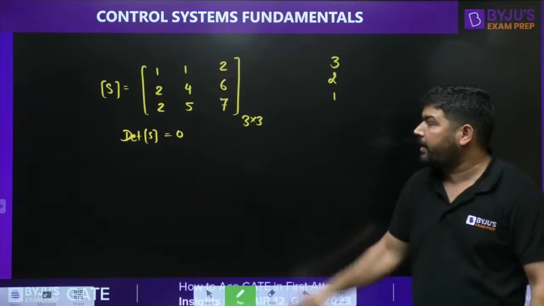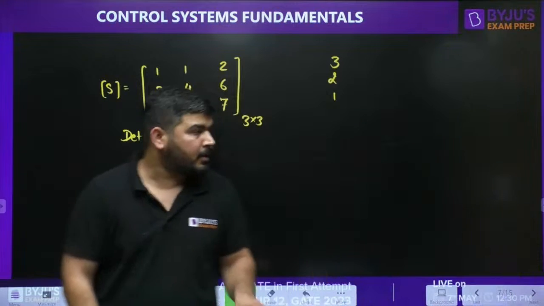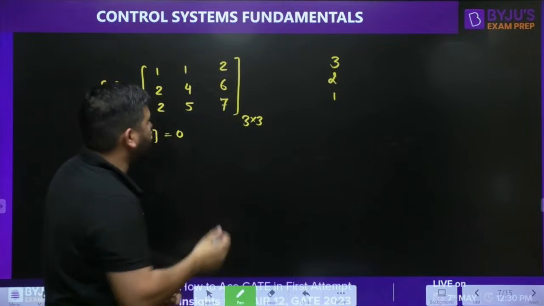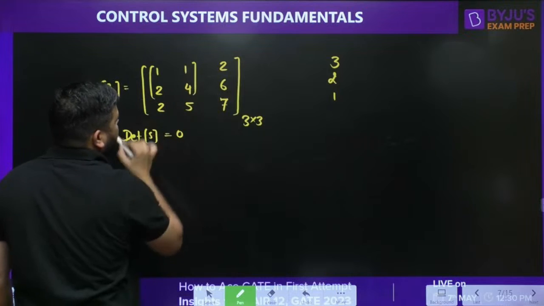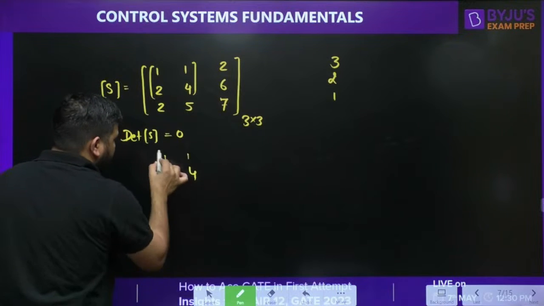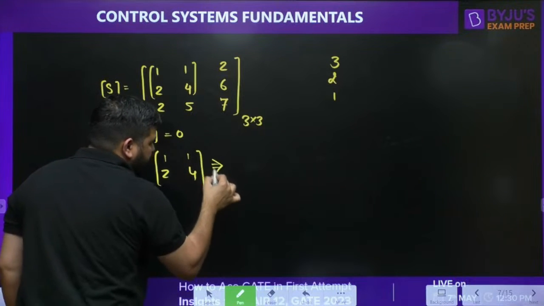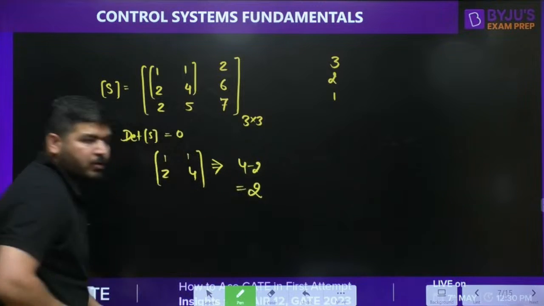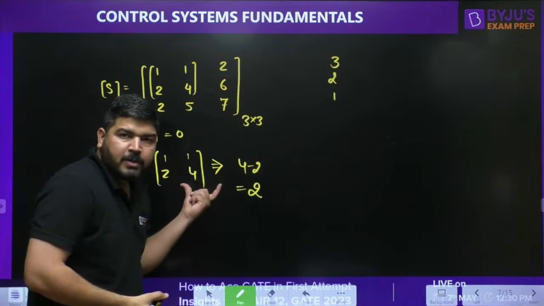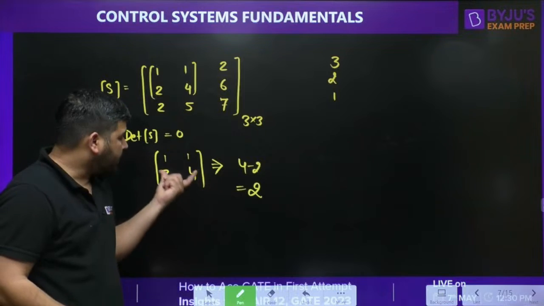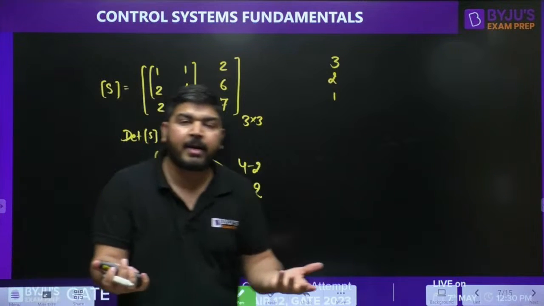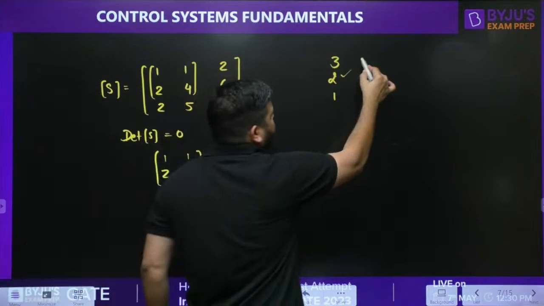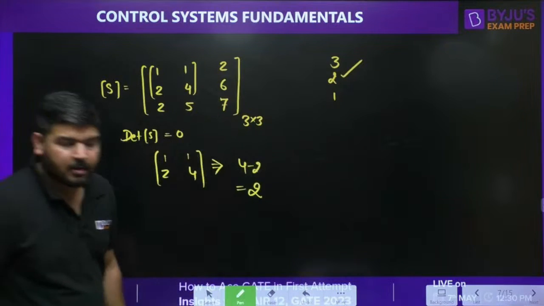Okay, now how to check for rank 2 or rank 1? You have to take out the possible 2 by 2 matrices. So let's take this 2 by 2 matrix: 1, 2, 1, 4. And you can see that the determinant of this matrix is 4 minus 2, that is equal to 2, which is not equal to 0. So the determinant of this matrix is non-zero. If any 2 by 2 matrix determinant is non-zero, you can say that the rank is 2. Okay. So now the rank is 2.